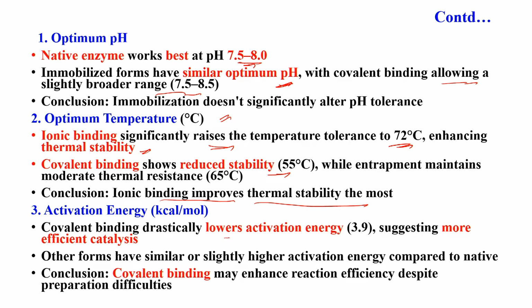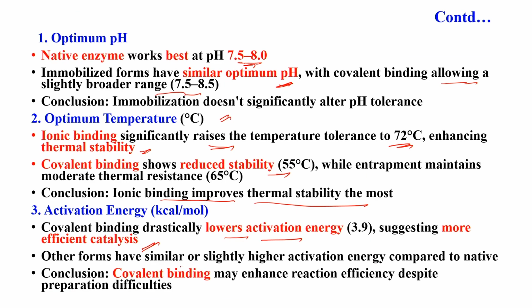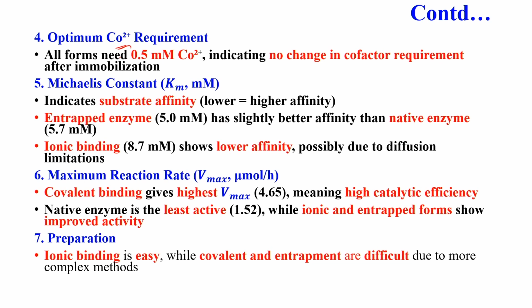Activation energy: covalent binding drastically lowers the activation energy, suggesting more efficient catalysis. In the other forms, you see the activation energy has decreased from 6.9 to 3.9, which means catalytic activity will be much more enhanced. Other forms have similar or slightly higher activation energy compared to the native. Effect of cofactor: all the forms need the cofactor, because the enzyme cannot work without a cofactor. Michaelis-Menten constant.